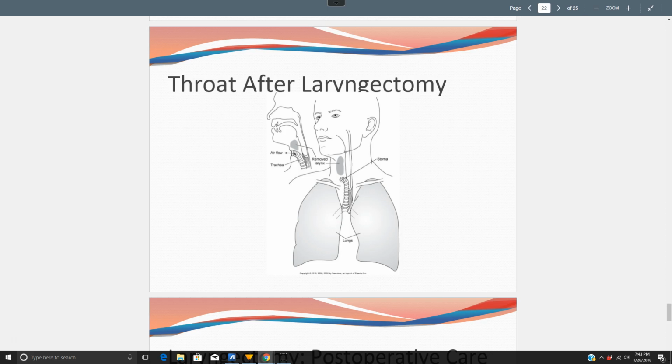When we talk about laryngectomies, in a partial laryngectomy, the trach will be temporary. In a total laryngectomy, the upper airway is actually separated from the throat and esophagus, and the trachea is brought out from the skin in the neck and sutured in place. So this creates a stoma that is permanent.